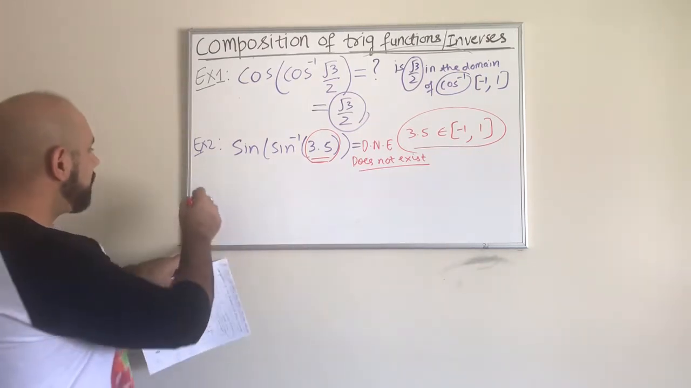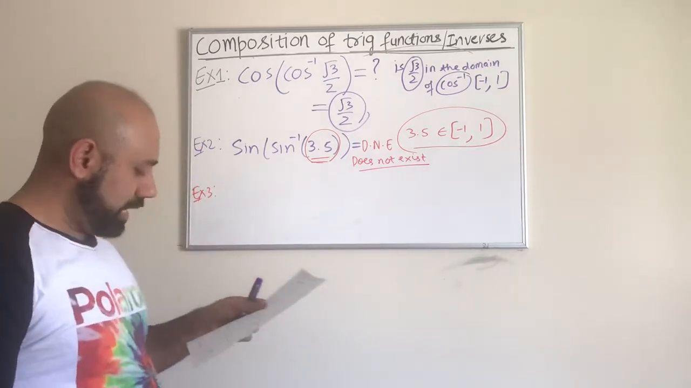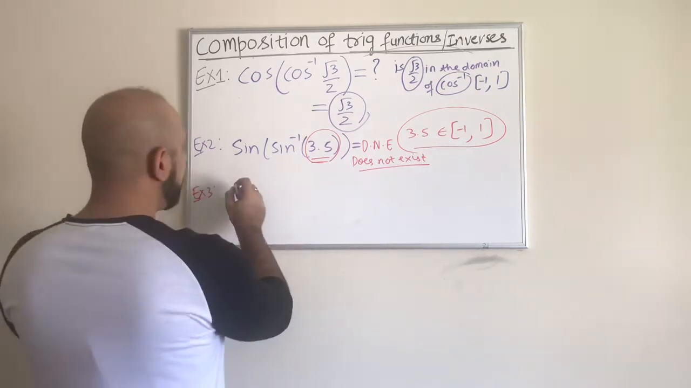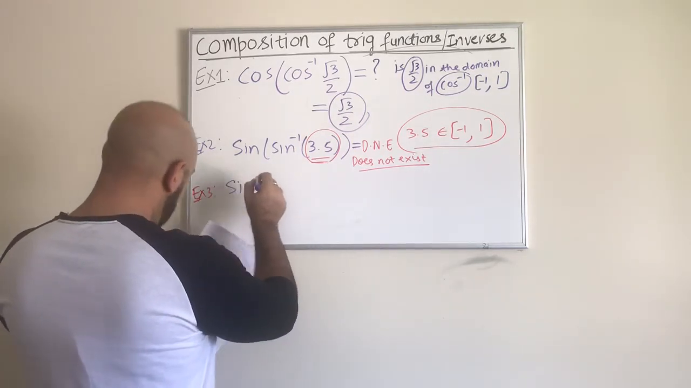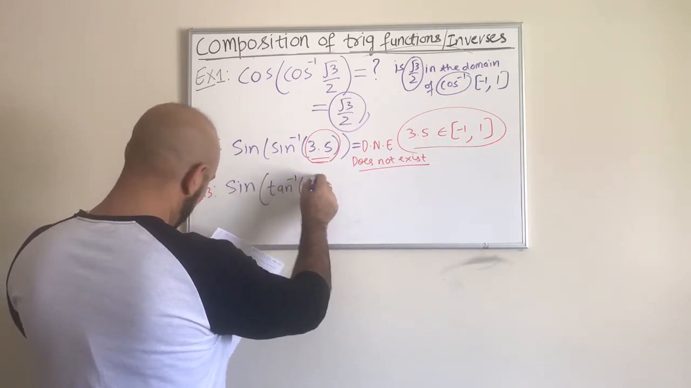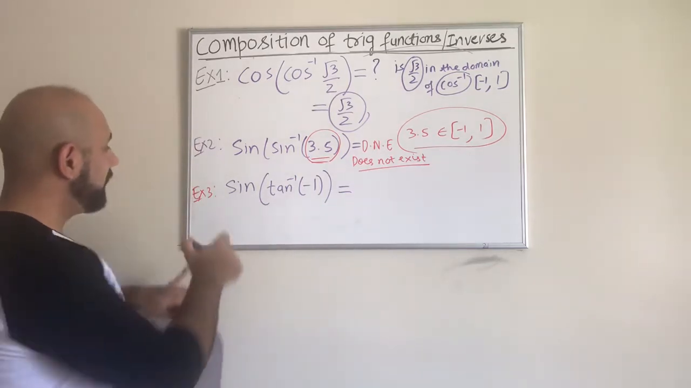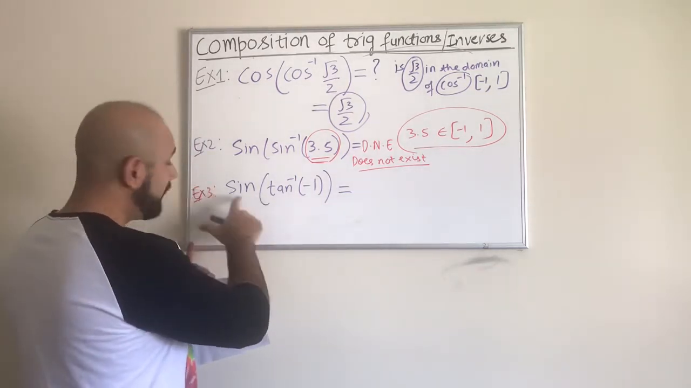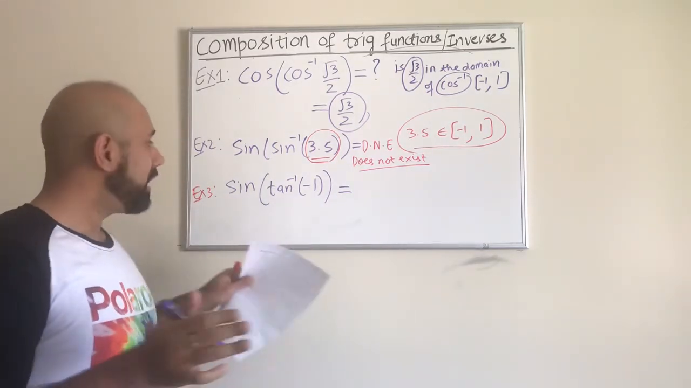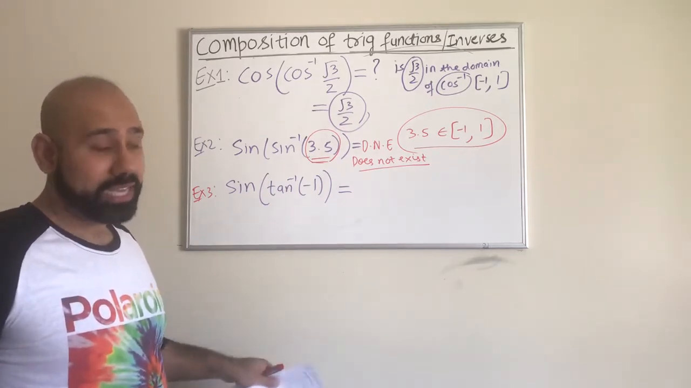Now, the third one I want to show in this example, and then I will show the rest of them in my other video. Guys, I have something slightly different, and I would like to show you how to handle these types. So now I have sine of tan inverse of -1. Now guys, first of all, these are not inverses of each other. Here I have a sine function, and here is a completely different tan inverse function. So they cannot just cancel each other out, and we cannot get the answer right away.